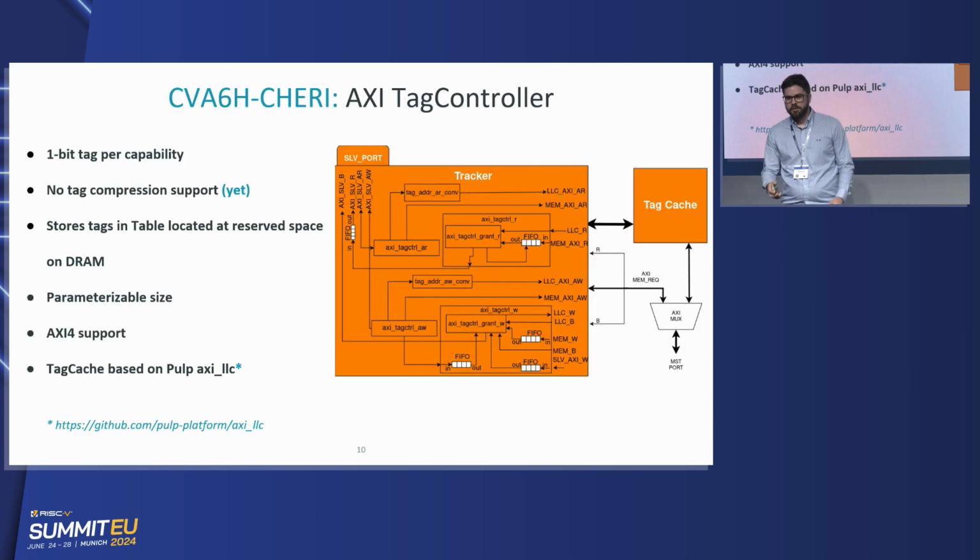To do some kind of validation, we had to implement a simple SoC, and we wanted to have some way to manage the tags. So we implemented a tag controller compatible with AXI. This tag controller only manages the capability tags, and it's very standard: we just store the tags at the top of the DRAM, in a reserved space for the tags. Basically, we added a simple IP that fetches the data and also fetches the tags, and we have a tag cache that is based on the PULP last-level cache. I reused some of the logic units that were already there to speed up the process.